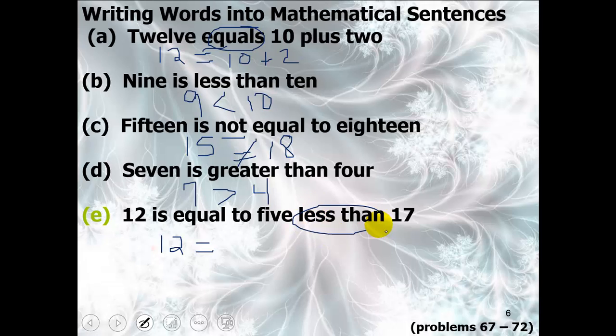Now be careful. This is not the inequality. We already have an equal sign. Not the inequality. This means subtraction. And remember, we have to take the number that follows the less than phrase, and then write it first, use a subtraction symbol, and then the number in front of the phrase less than. A little tricky, but you can do that.